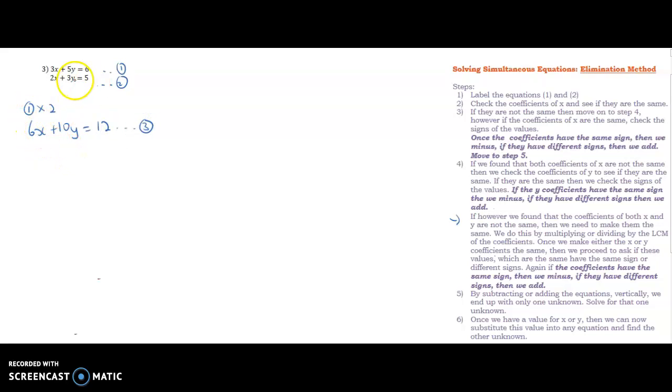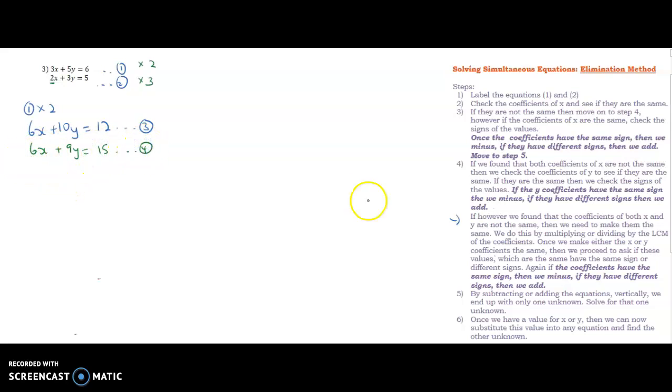So now I'm going to repeat the same process for equation 2, but I'm going to multiply it by 3. Why do I multiply this by 3? Because I need to get a 6x here as well. So this one is multiplying by 3 and this one is multiplying by 2. So multiplying by 3 will give me 6x here. 3 by 3 will give me 9y. 3 by 5 will give me 15. So this is equation 4.